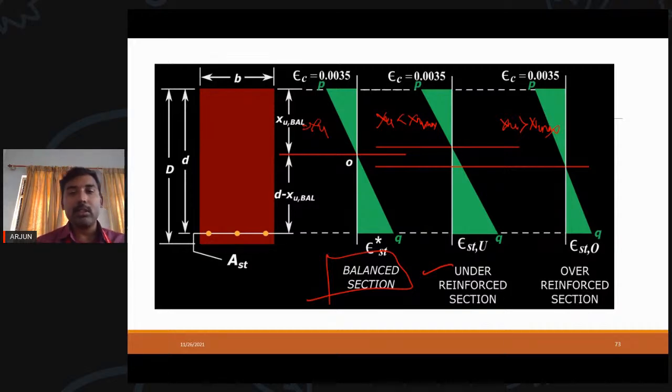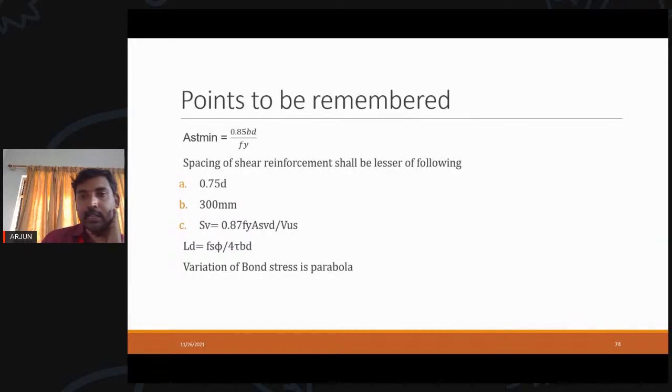Certain times we may come near to the balanced section, but generally, while designing a structural member, we should design it as an under reinforced section. Also we discussed a few points related to the minimum amount of Ast in case of beam, and the maximum amount of shear reinforcement.